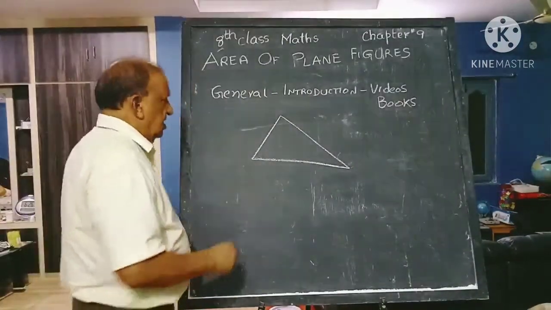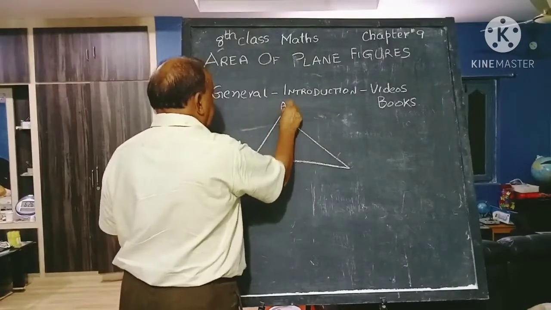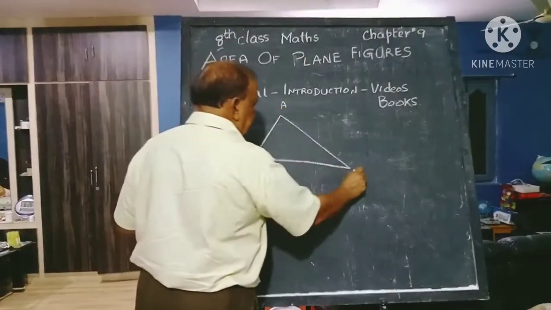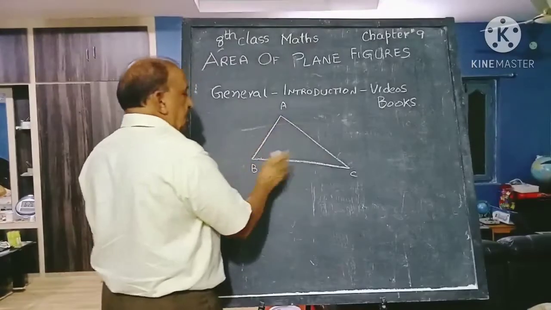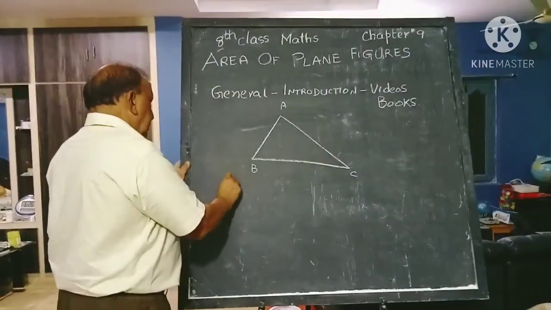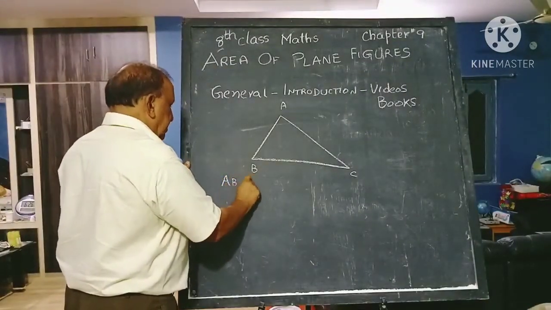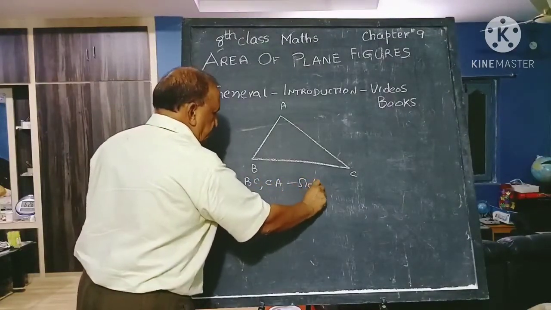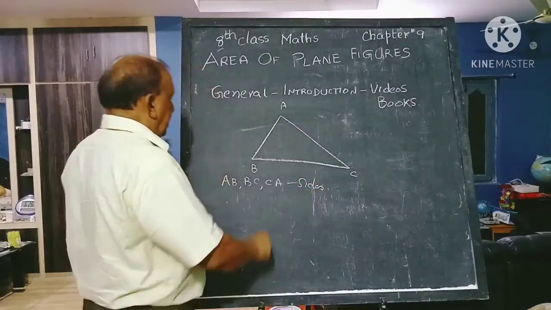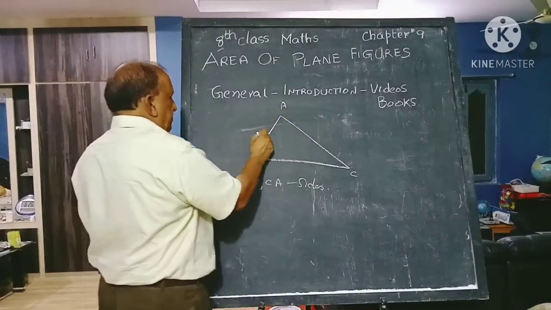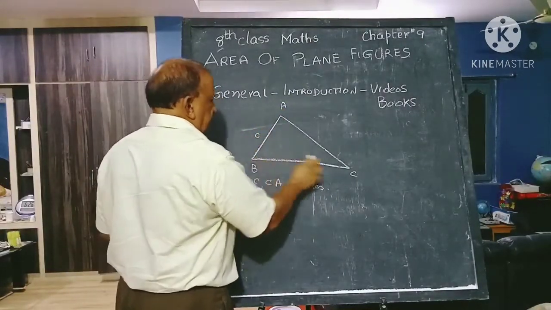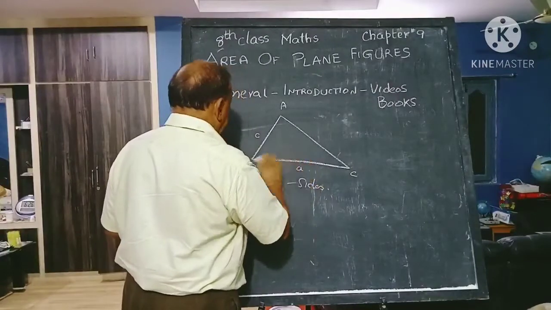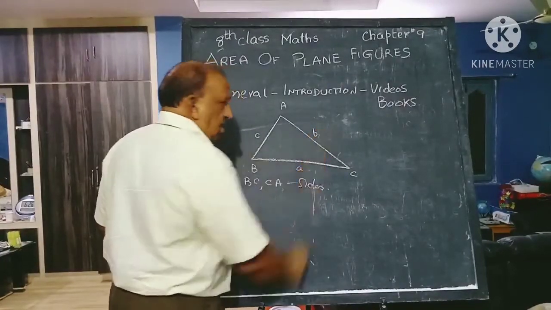Let us see here, you have a triangle here, this is A, B and C. A, B, C are the vertices. Now AB, BC, CA, they are the sides. Now sometimes AB we also represent by a small letter c, BC is by small letter a, this is small b. How do you do that?